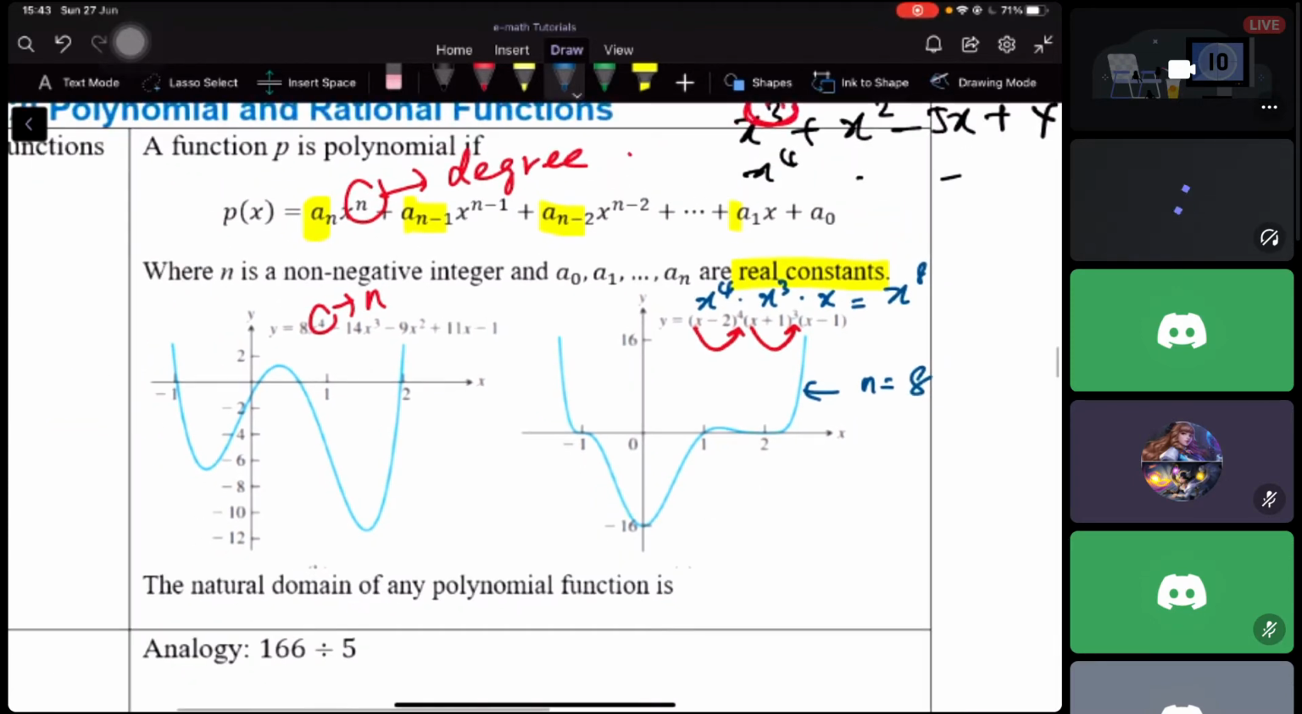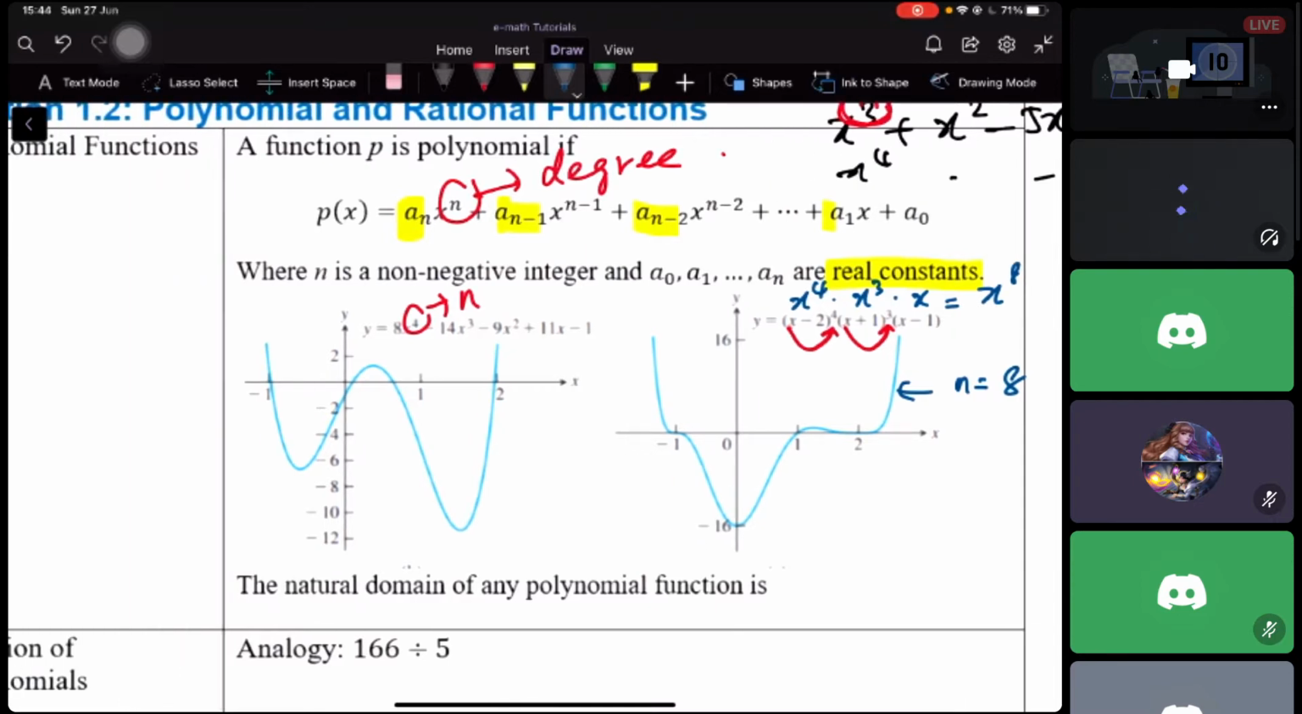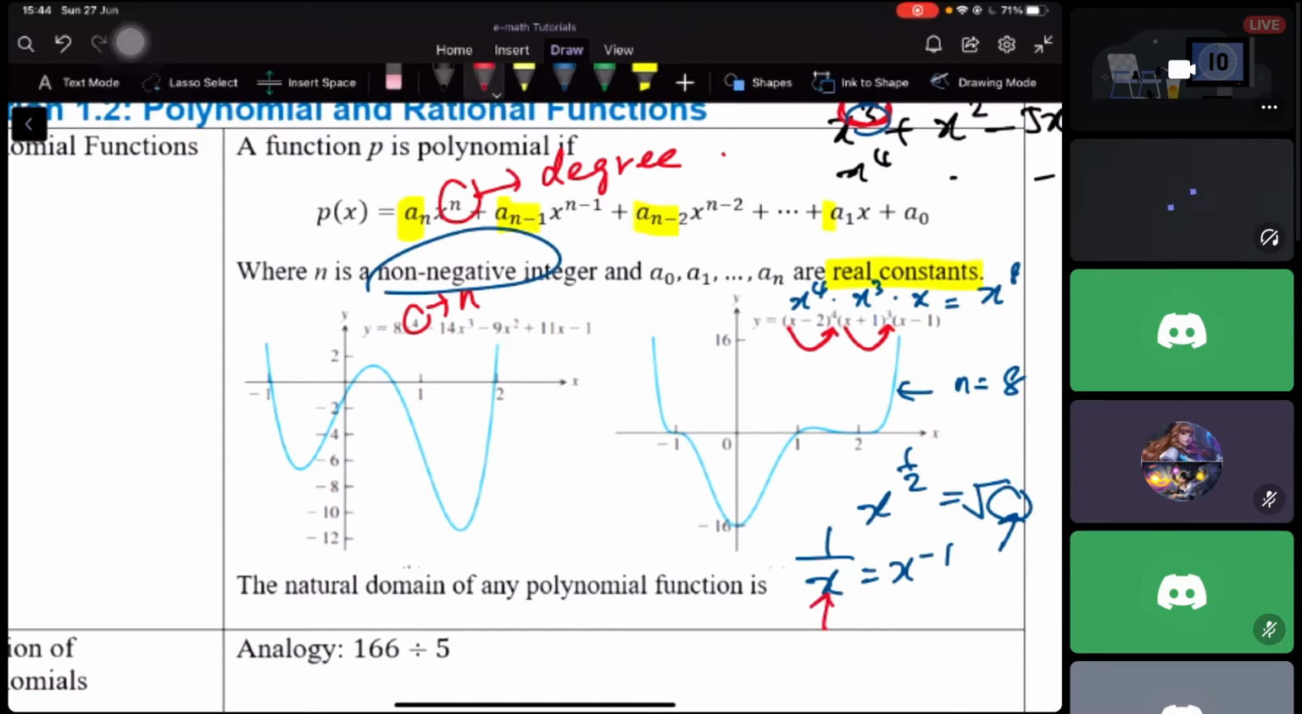That's all you need to know about polynomial functions. Another fact you need to know is that, because I told you the powers have to be non-negative integers, you will not have something like a square root, which means you don't have to worry that this cannot be negative. Or you don't have to worry about 1 over x, because this is x to the -1, right? So you don't have to worry that you will get a 0 in the denominator, or a negative inside a square root. Hence, the natural domain of any polynomial function is from -infinity to +infinity. It's throughout the entire number line.